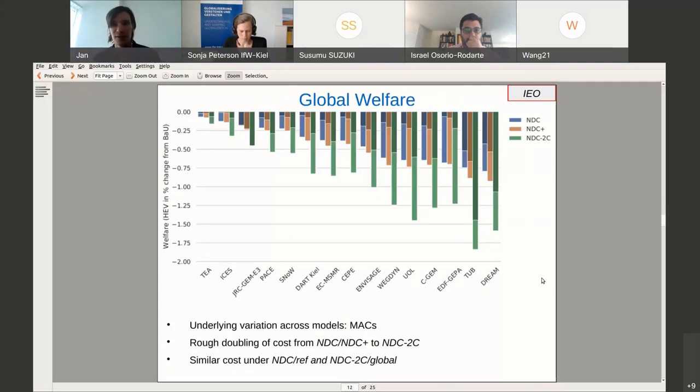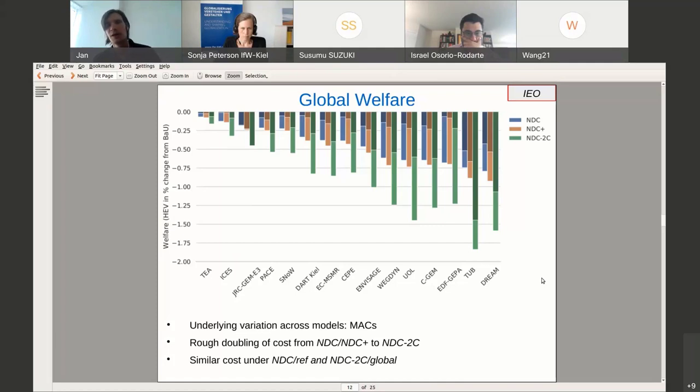So if we look at the same scenarios, but now with respect to global welfare, again, we see the lighter shaded bars are the reference scenario and the darker shaded bars are the global trading scenarios. Again, we see a huge spread with the same argumentation as before. Secondly, we see the gains through global comprehensive trading are rather huge in most models, not in all models, again, depending on the specification, for example, on abatement options that exist in the power sector.